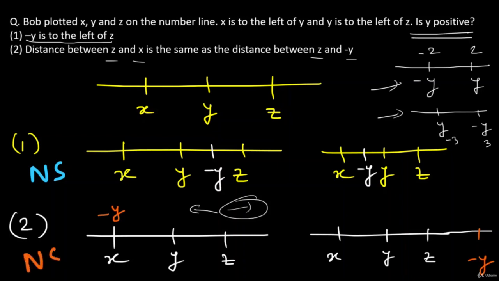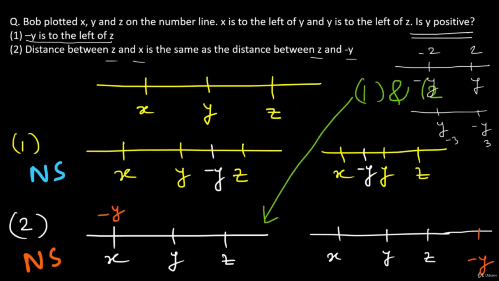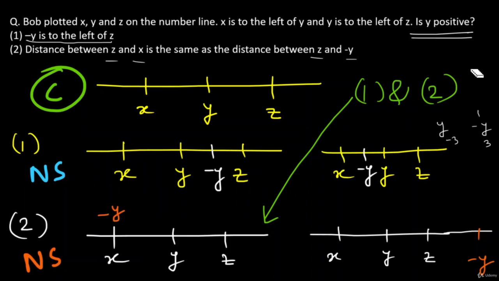Alright, now let's try statement 1 and statement 2 together. Let me make some space over here. Alright, so we are trying statement 1 and statement 2 together. Alright, so in this case, you can see that it's sufficient, and therefore the answer is option C. Why is that so? Why is it sufficient?